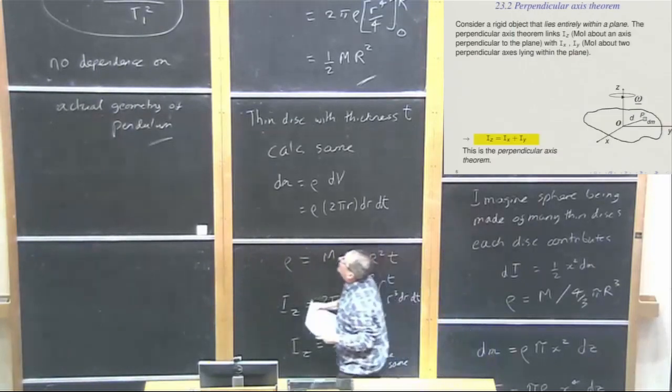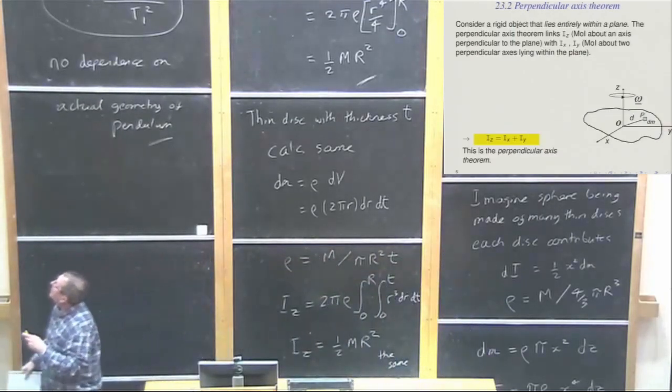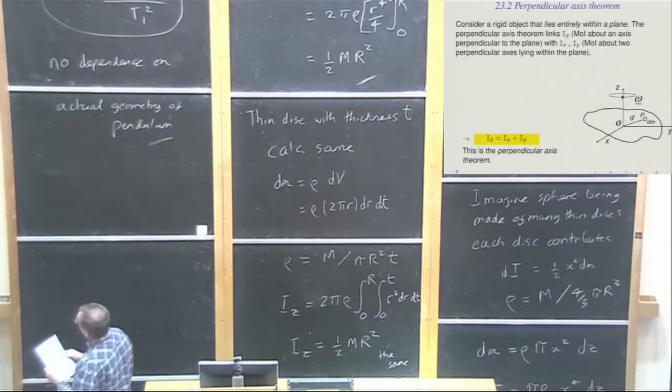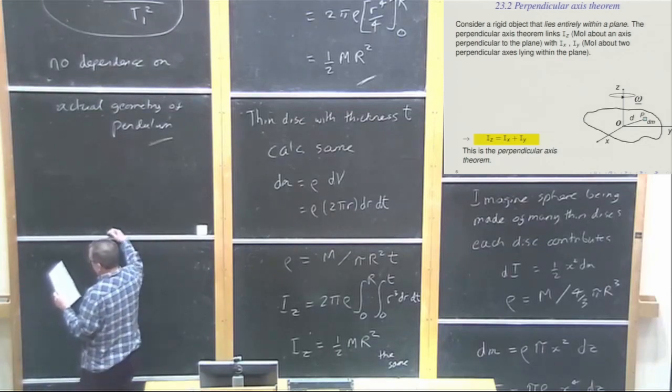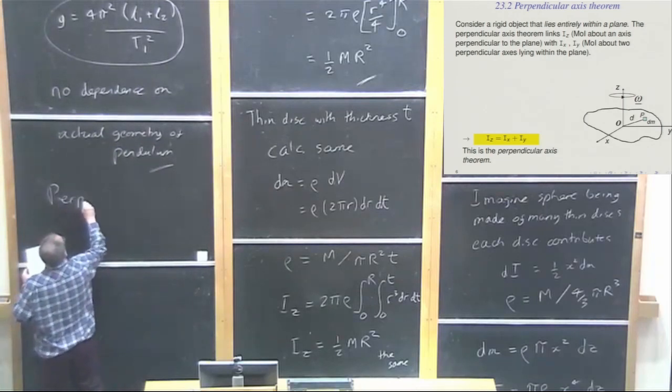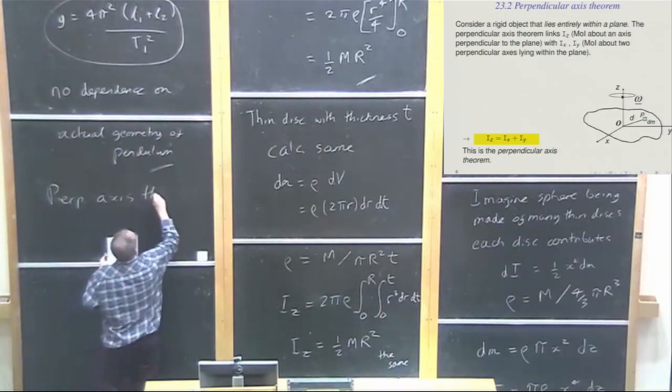There's another one, and it won't surprise you to know it's called the perpendicular axis theorem. This only works for thin objects. So we're considering a rigid object that lies entirely within a plane. We can think of three axes, x, y, and z out of this plane. And the perpendicular axis theorem relates to these three. So this is the perpendicular axis theorem.